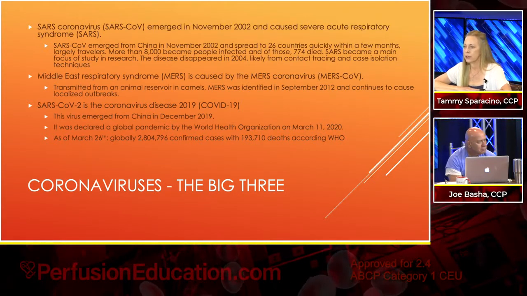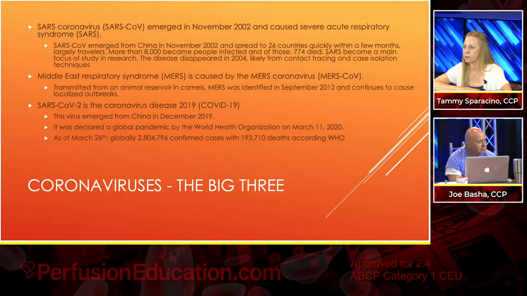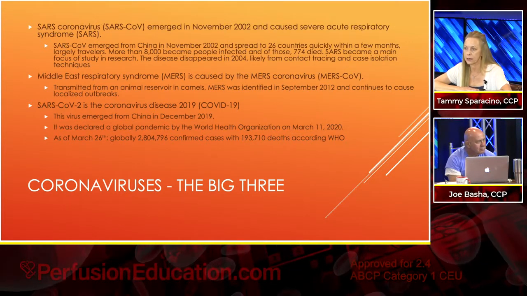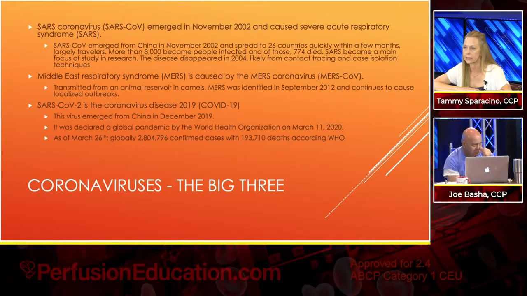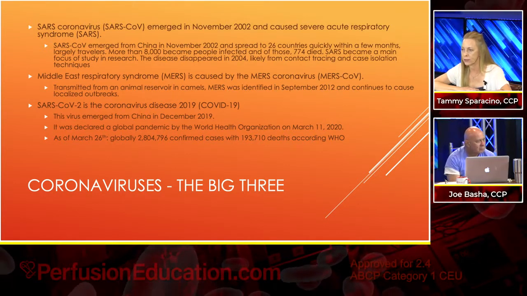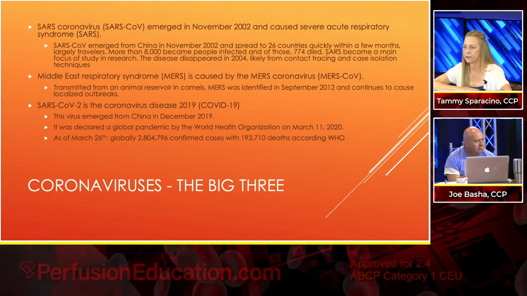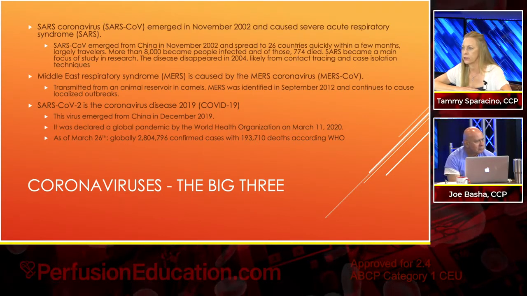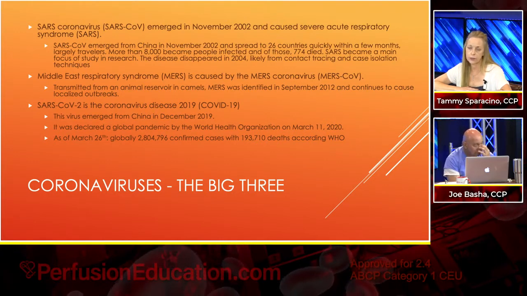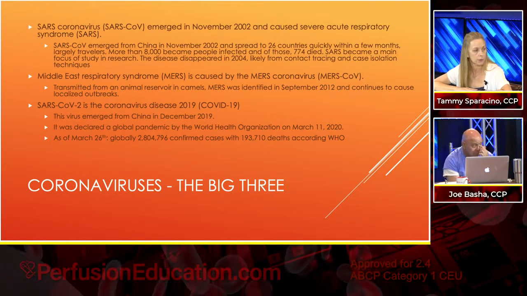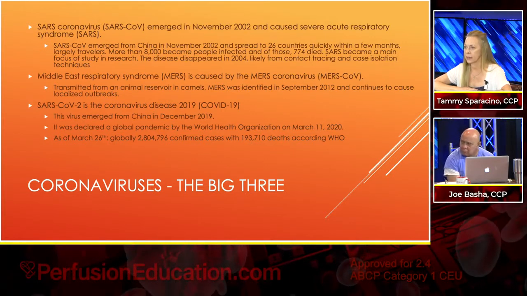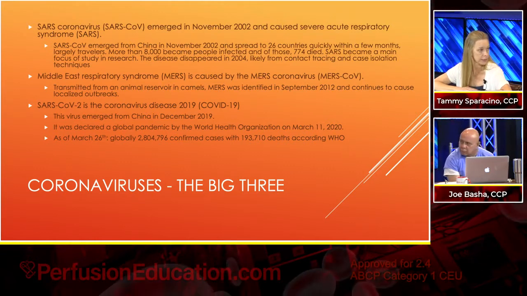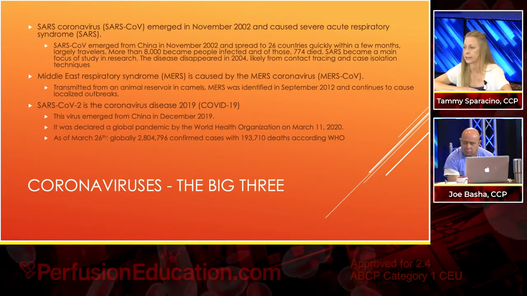Then just a few years later, we had the MERS, and of course that one was named because of where it originated. It originated in the Middle East, and it had a similar effect with respiratory distress. It was transmitted from the animal reservoir in camels, and was identified in 2012, and it continues to cause outbreaks today. It's localized and can be seasonal, but it's here to stay, which is what I guess they're anticipating might happen with COVID-19.